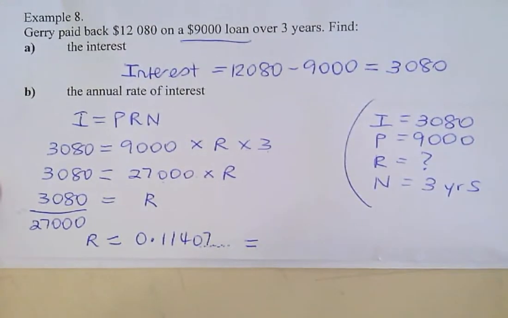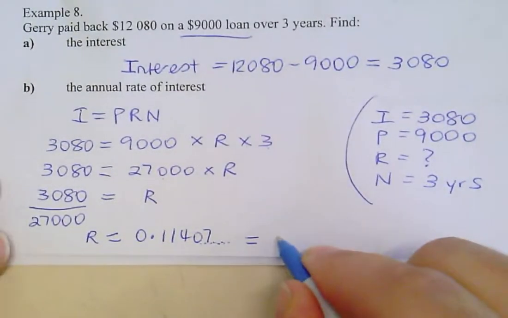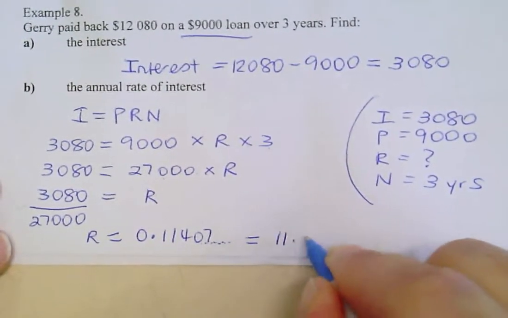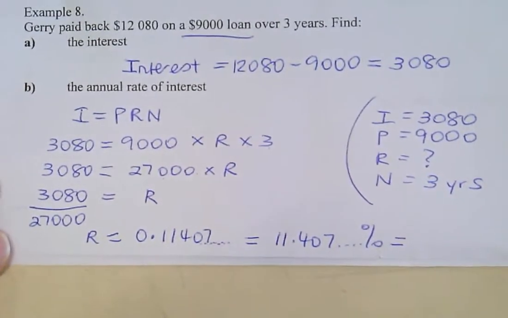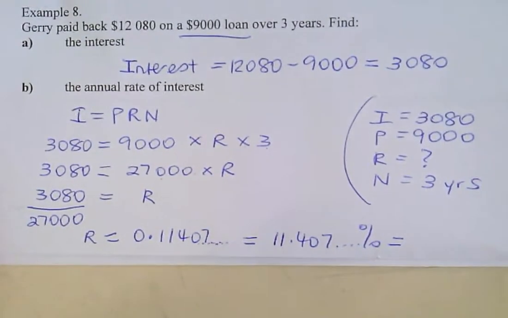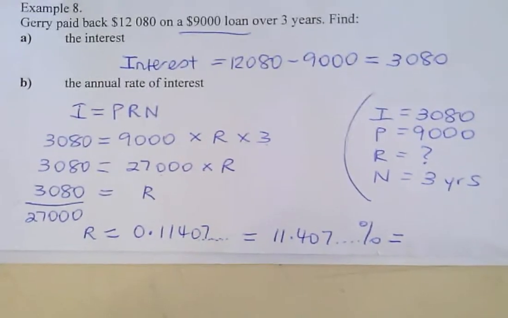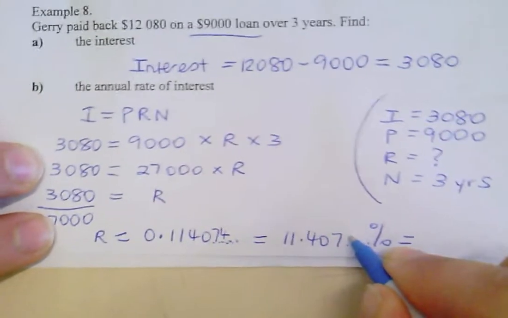Changing it to a percentage. Anyone know how to change it to a percentage? Multiply it by 100 and you get 11.407... percent. I'll just leave it like that. What was the number after the 7? 4, 4, etc.